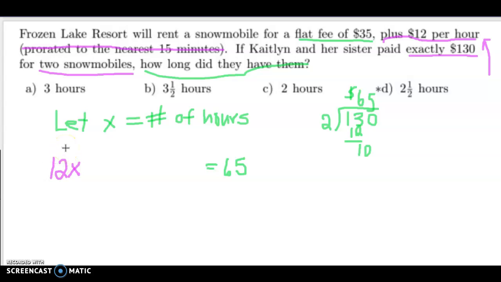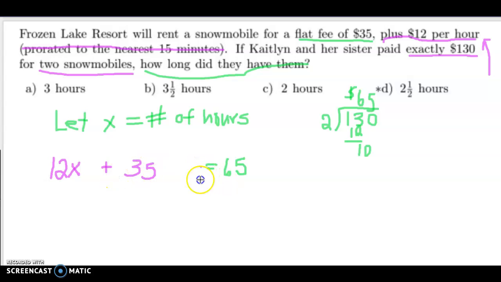For instance, if I rented it for 2 hours, I would take 12 and multiply it by the 2 hours to get a total of $24 that I would pay for those 2 hours. That's why I'm multiplying the unit rate of 12 times X, which is the number of hours. But I'm also paying a flat fee of $35, so I have to include that.